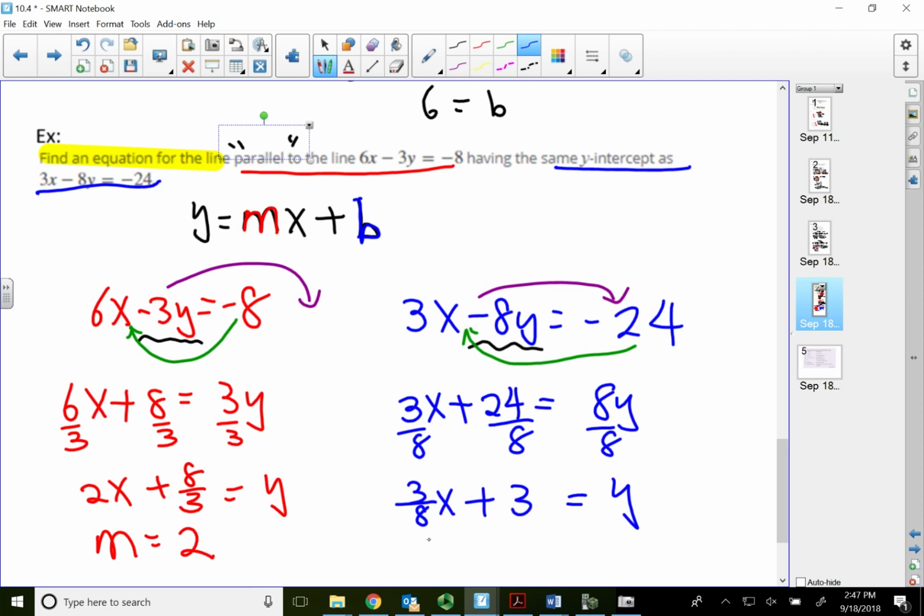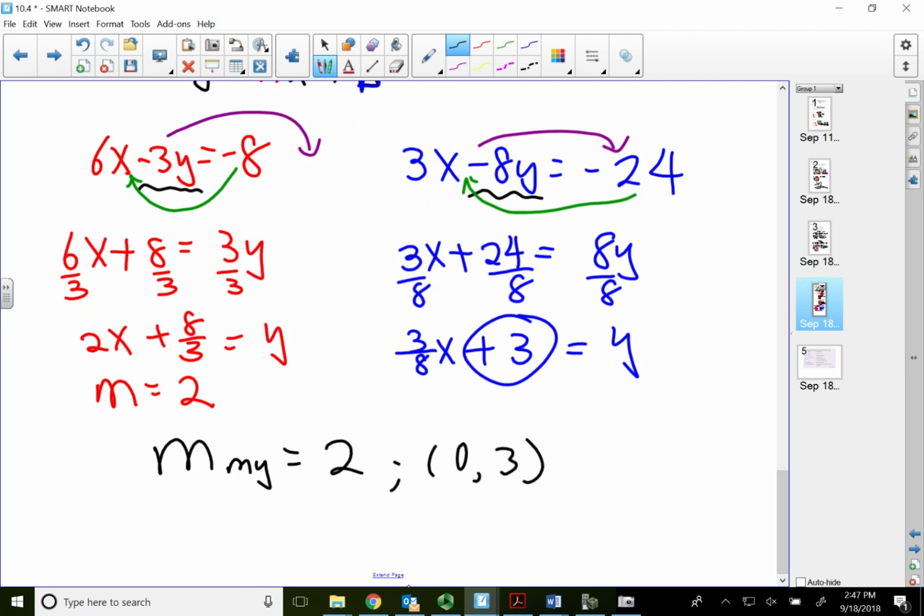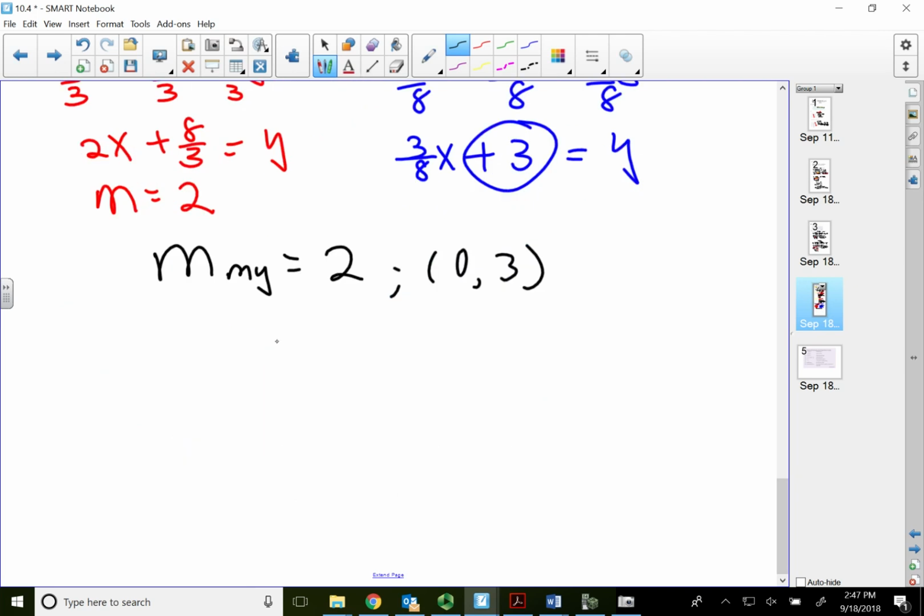But I don't need the slope from the blue line, because I need the slope from the red line, since me and the red are parallel. Me and the blue just have the same y-intercept. So the y-intercept, the b, is going to be the same, which is (0, 3). Since I know b is 3 and I have my slope, my line has to be y equals 2x plus 3.